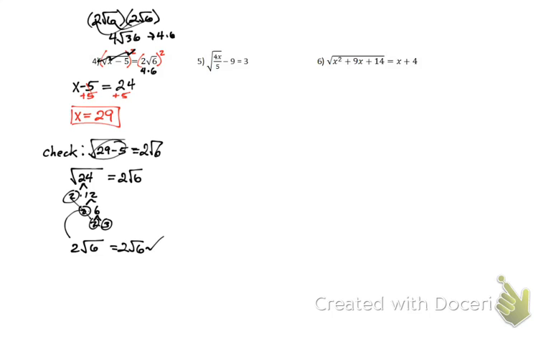So yes, this does check out. No problems with that answer. Answer of x equals 29 is correct.